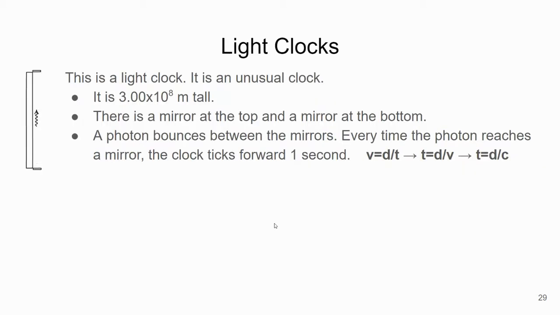So whenever you learn this stuff for the first time, you always start with this idea, the light clock. So imagine that you have a light clock. This is a very, very tall clock. It is 3 times 10 to the 8th meters tall. This clock is 300 million meters tall. It's very, very big. There's a mirror at the top of the clock. There's a mirror at the bottom of the clock. And the way the clock works is every time a photon leaves one mirror and hits the next mirror, the clock is going to tick off a second. And then when it gets to the other mirror, it clicks off another second. So that's how this clock works.